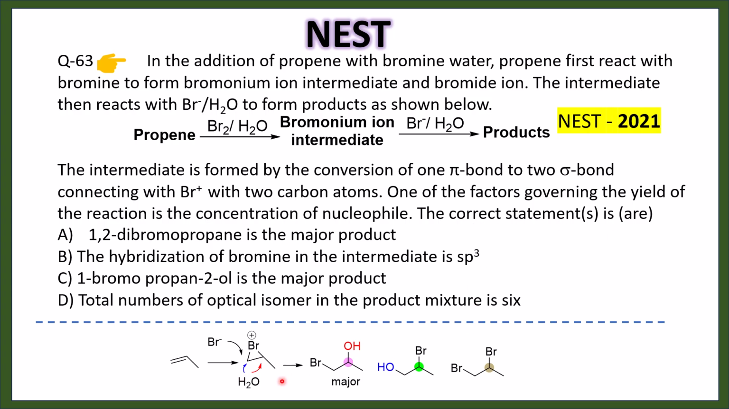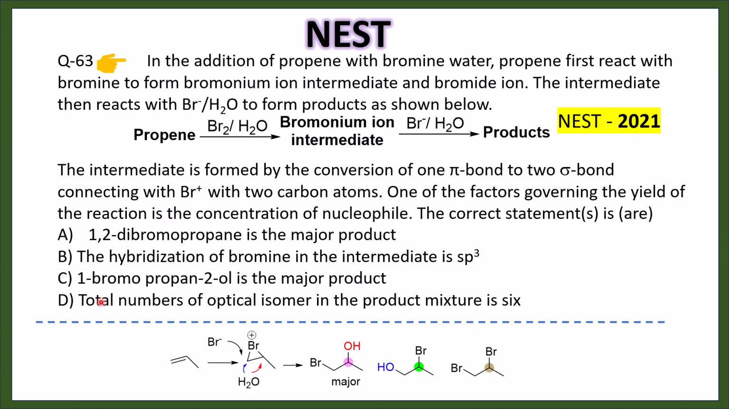So the nucleophile here is the water, it is present as a solvent, so in major amount. So it is given that 1,2-dibromopropane is the major product. No, this is the side product, because water acts here. The most stable, most substituted carbon gives the major product, that is 1-bromo-2-propanol.